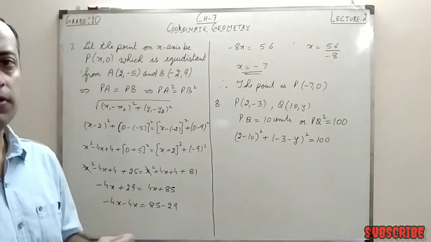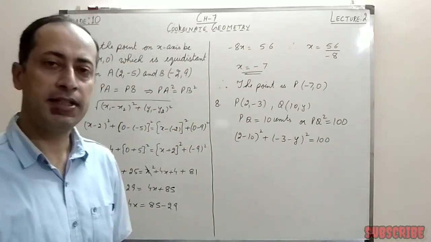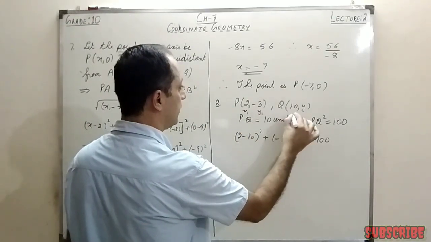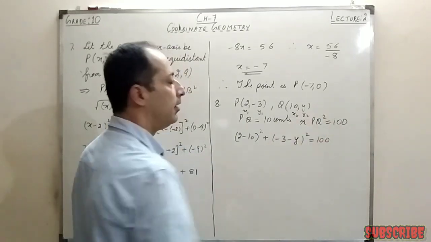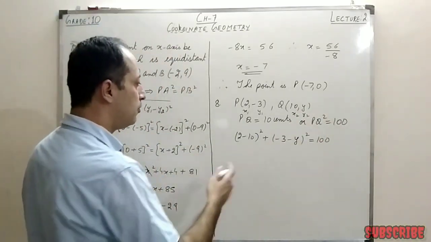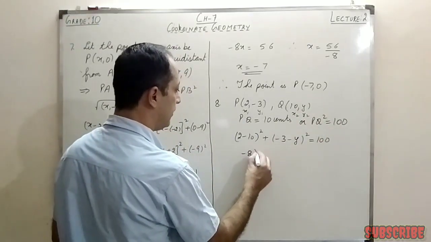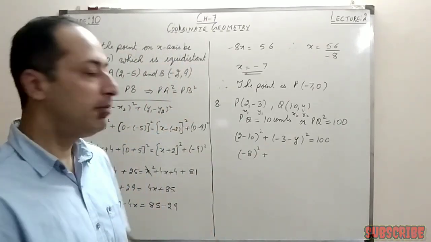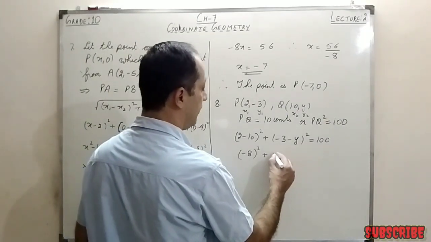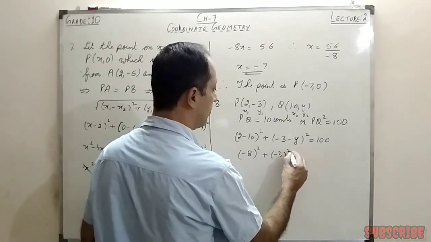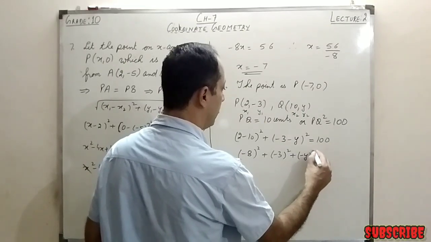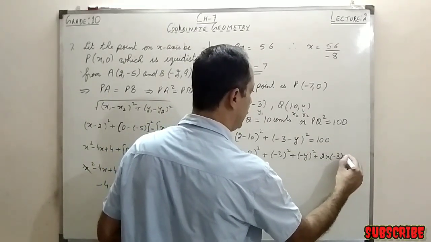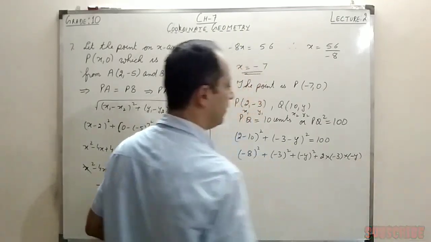Again, if you find it confusing which is x1, y1, x2, y2, you can simply write it like this under the coordinates, right? Now 2 minus 10 would be minus 8, plus, if you apply the identity here, it will be something like this: minus 3 whole square plus minus y whole square plus 2 into minus 3 into minus y.